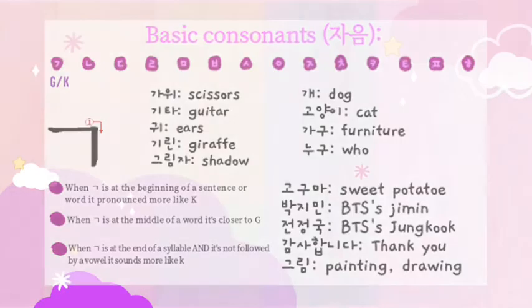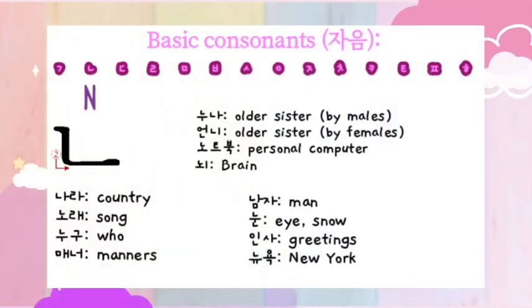그림, painting or drawing. Now let's move on to the next syllable, which is nian, n. This one is pretty easy. It's always pronounced as n. So here are some vocabulary with nian. 누나, older sister, but this word is only used by male. Then we do have 언니, older sister, used by females only.